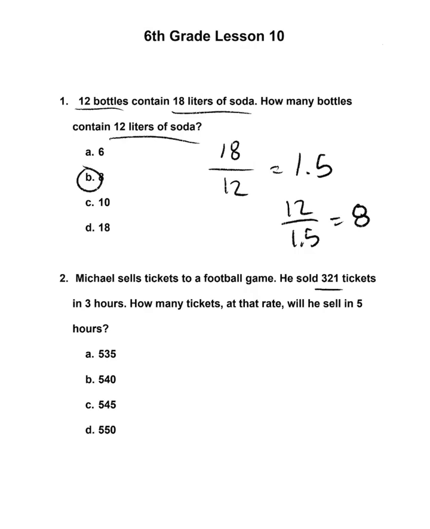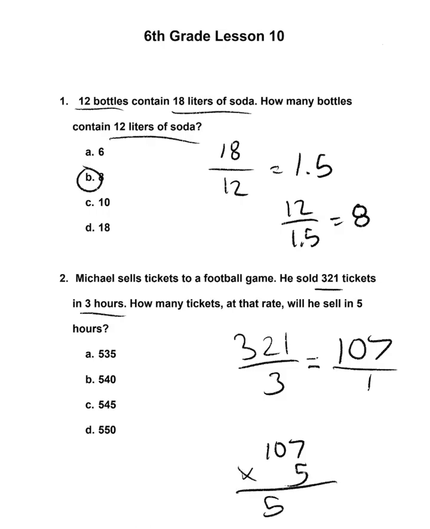He sold 321 tickets in 3 hours, so that's our rate. 321 over 3 to find out how many would be per hour, which is equal to 107 tickets per hour. So to find how many he would sell in 5 hours, you would multiply by 5. So 107 times 5 is equal to 535. A.